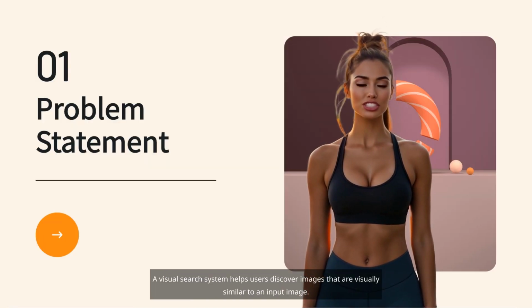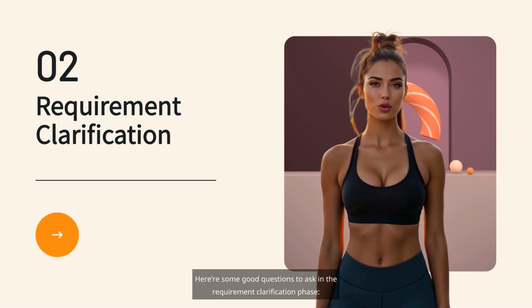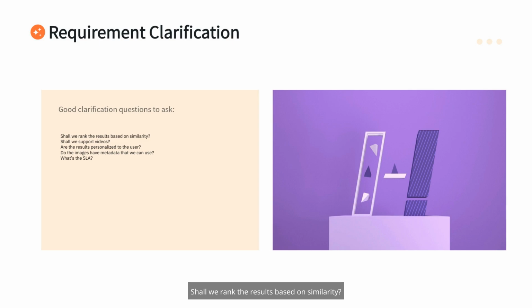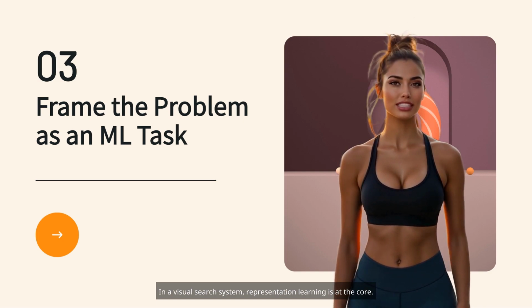A visual search system helps users discover images that are visually similar to an input image. Here are some good questions to ask in the requirement clarification phase. Shall we rank the results based on similarity? Shall we support videos? Are the results personalized to the user? Do the images have metadata that we can use? What's the SLA?